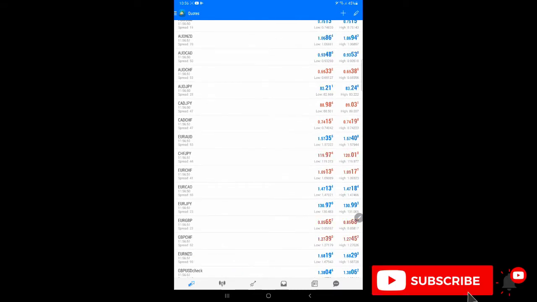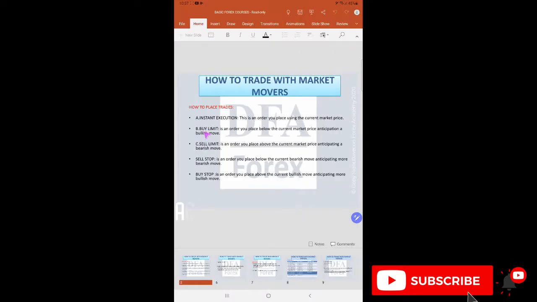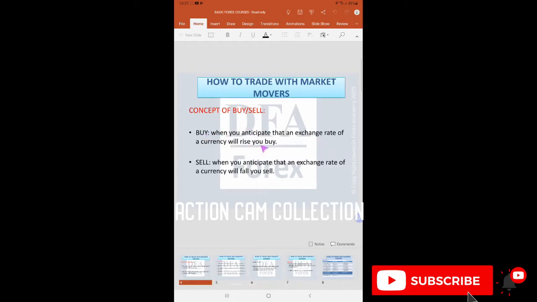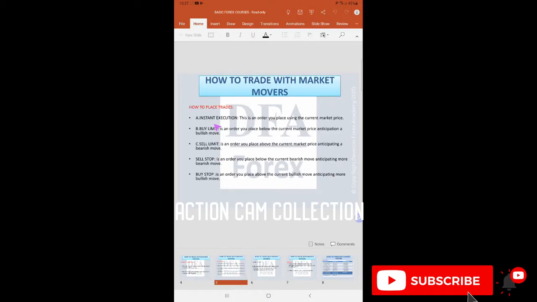Now, if you want to place trade, like I was showing, I have 4 ways of placing trade. We have an instant execution, a buy limit, a sell stop, and a buy stop. We'll have these 4 different ways of placing trades. Okay, so I'll be showing you how to practicalize this.